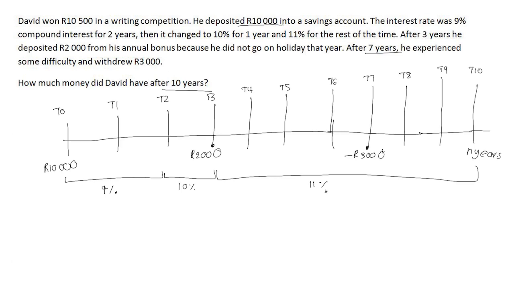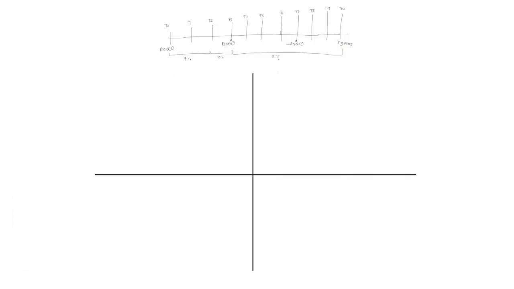Now that we have our timeline, we can begin to work out how much he has after the 10 years in a series of steps. Now that we have a picture that summarizes David's financial situation, we can calculate how much he has in his account after 10 years. We begin by calculating the capital amount after 2 years. So this is the amount that he has invested during this period.